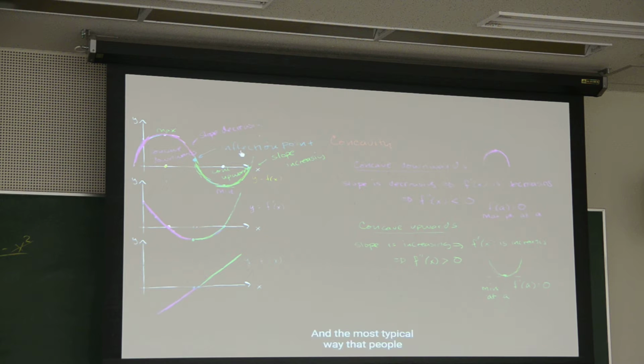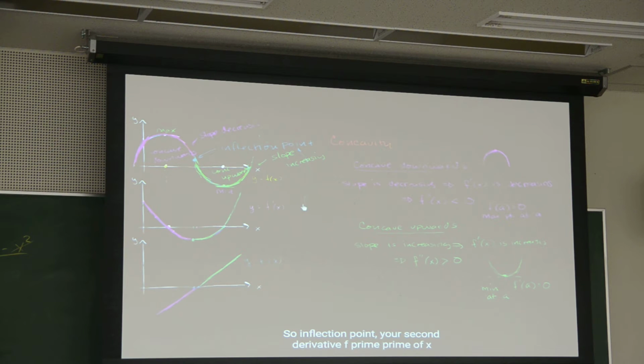Inflection point. The most typical way to test for an inflection point: conceptually, it's where you go from being a downward opening U to an upward opening U, or from concave downwards to concave upwards. But the easiest test is that it's a point at which your second derivative switches signs. In this case, we went from negative to positive, but we could also have switched from positive to negative.